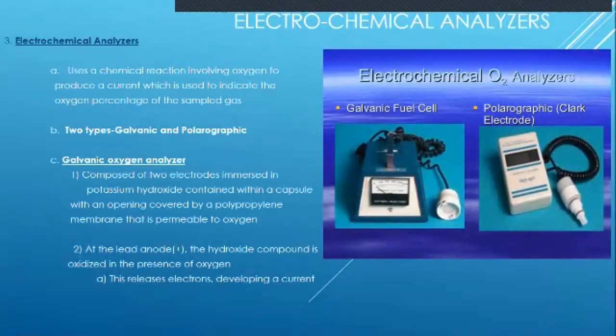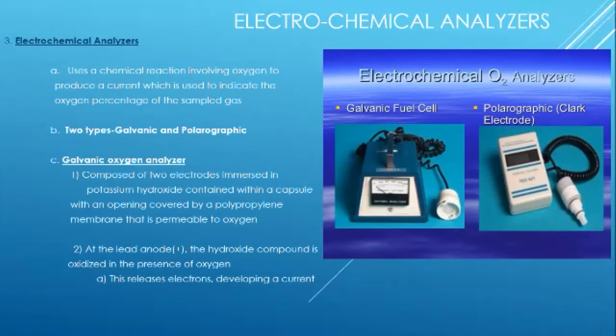The third type, what we're talking about now, is the electrochemical analyzer. The electrochemical analyzer has two types, galvanic and polarographic, which pretty much do the same thing, but I'm going to explain it to you. The galvanic analyzer is composed of two electrodes immersed in potassium hydroxide contained within a capsule with an opening covered by a polypropylene membrane that is permeable to oxygen. See how sophisticated this is?